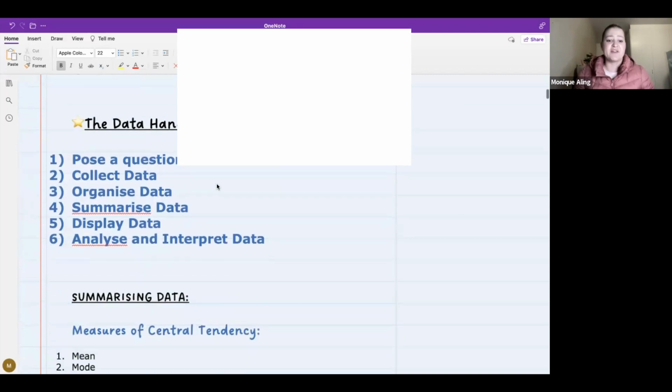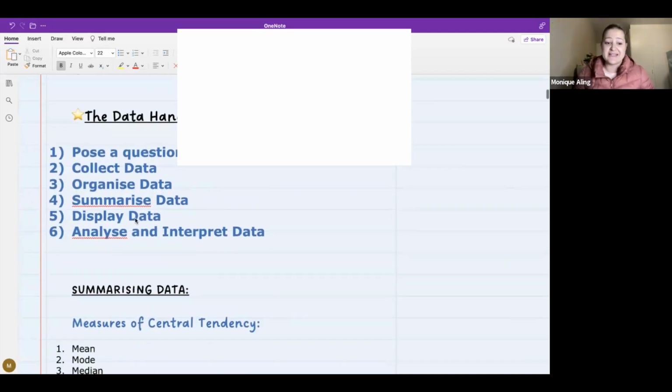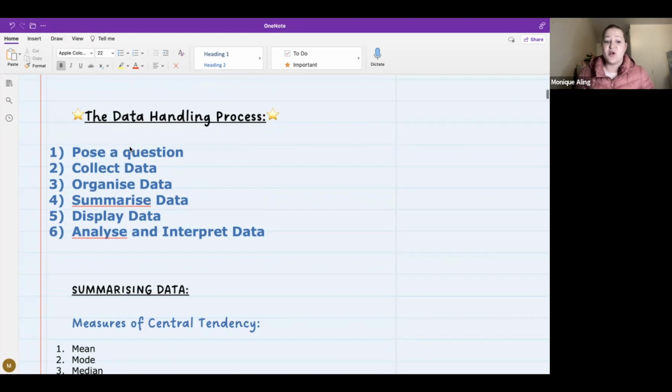So just a quick recap, the data handling process, we've got 6 steps. First one is posing a question, then we collect our data, we organize it, and we are focusing on step 4 today, which is summarizing data. After we summarize data, we can display the data, and then we can analyze and interpret data.